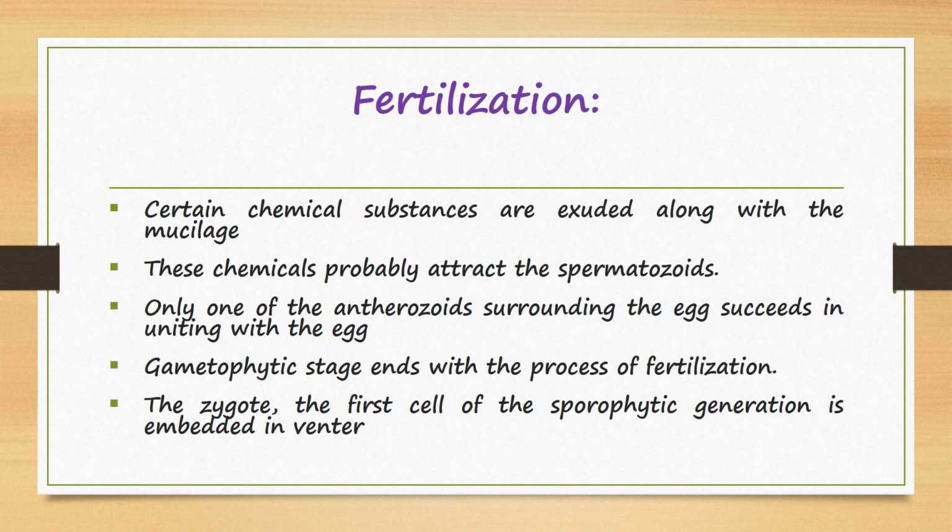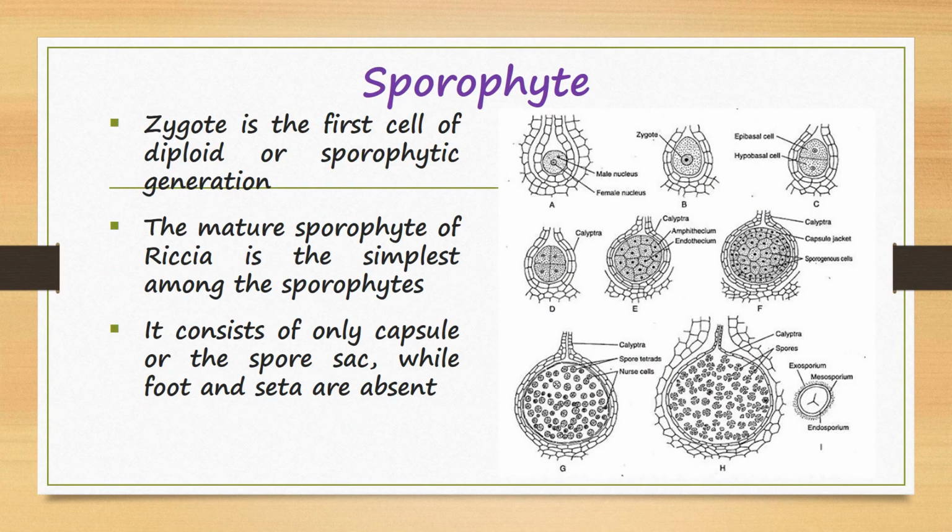Later, the zygote is formed. The zygote is the first cell of the sporophytic generation. It is embedded in the venter. With the formation of a zygote, the diploid sporophytic generation begins. The zygote is the first cell of the sporophyte. Immediately after the formation, the zygote enlarges in size until it nearly fills the cavity of the venter.